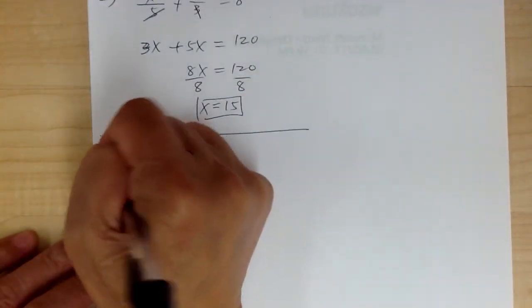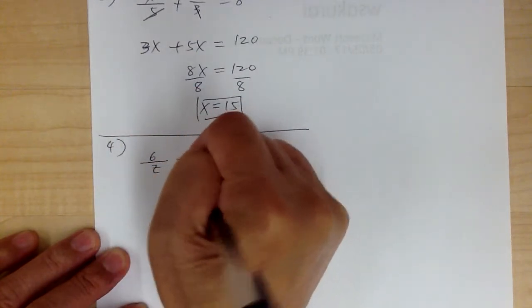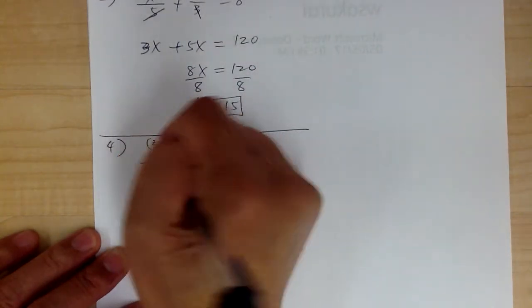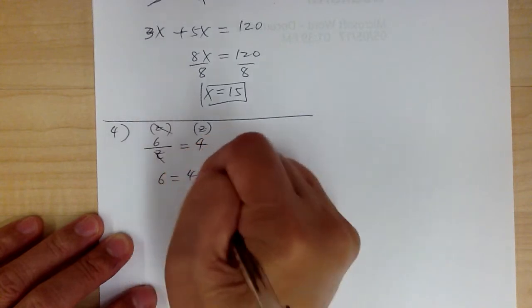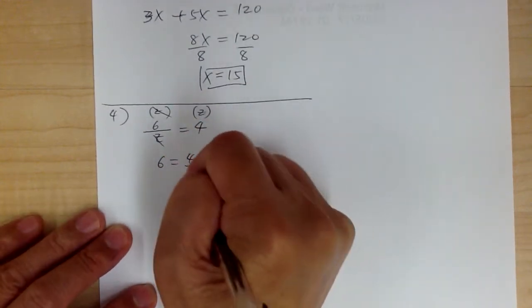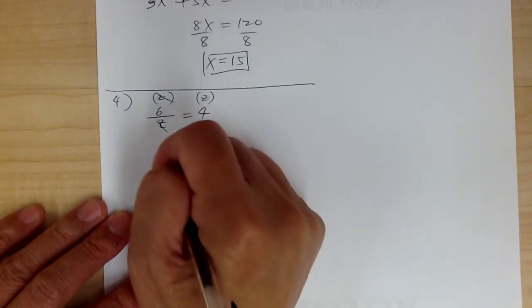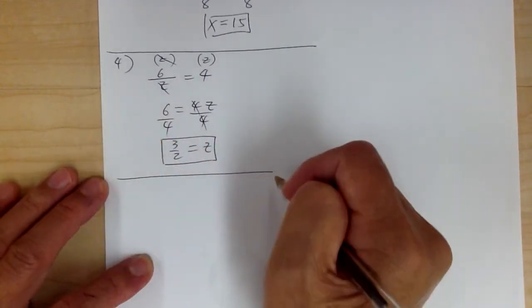Okay, so number 4, you have 6 over z equal to 4, so you can multiply by the common denominator, so multiply by z, so you cancel out, so you get 6 equal to 4z, then you divide by 4, so this cancels out, so you get z equal to, you can reduce, so it becomes 3 over 2, okay, and that's it for number 4.